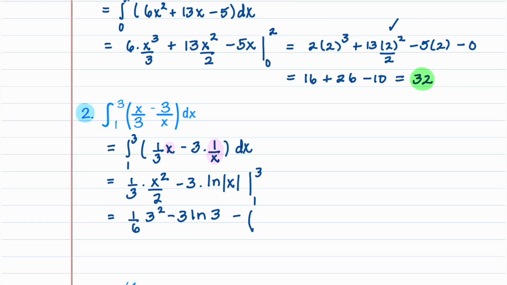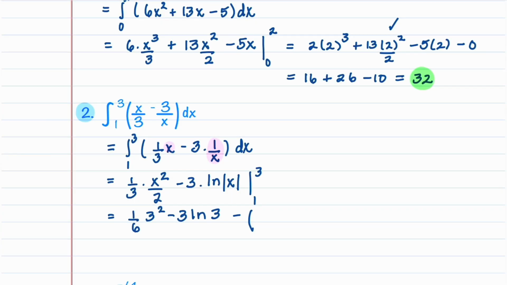minus our two functions evaluated at x is equal to 1. So this is 1/6 times 1 squared, minus 3 natural log 1. I always like to write it like this so that I can remember to multiply that negative through to both terms. Now let's see what we get.